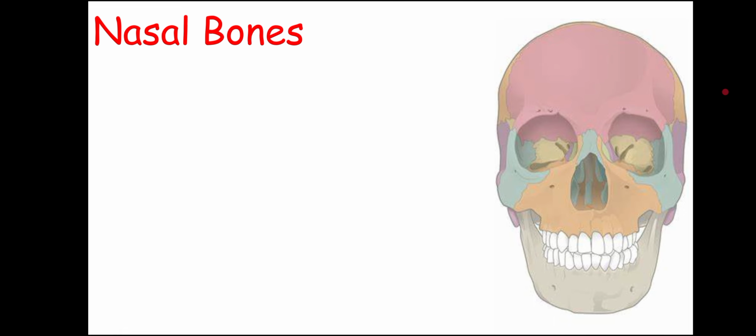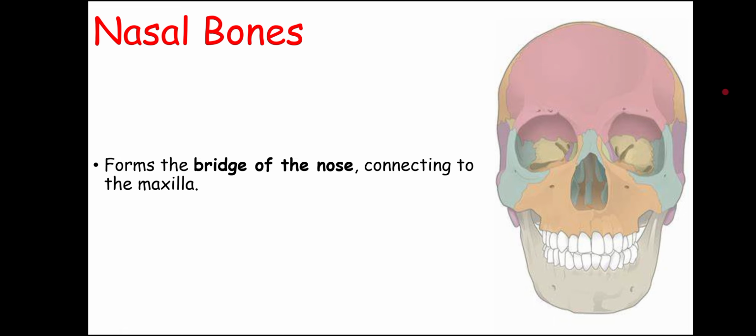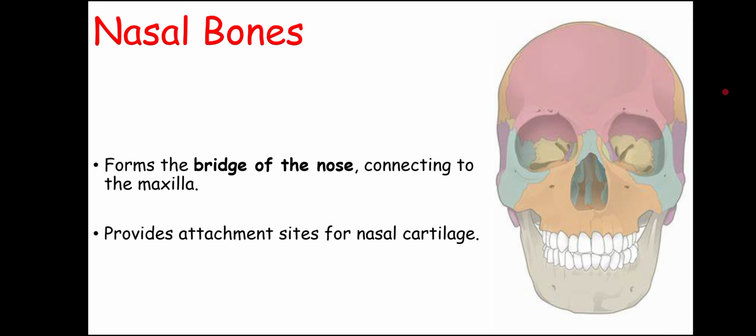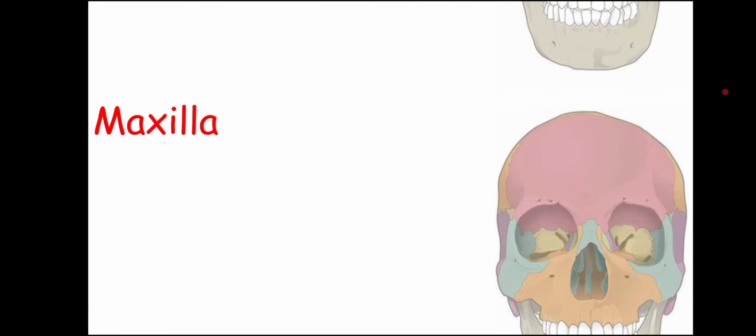Next bone in the Norma frontalis we can see is nasal bone. It forms the bridge of the nose connecting the maxilla, and it provides attachment sites for nasal cartilage.